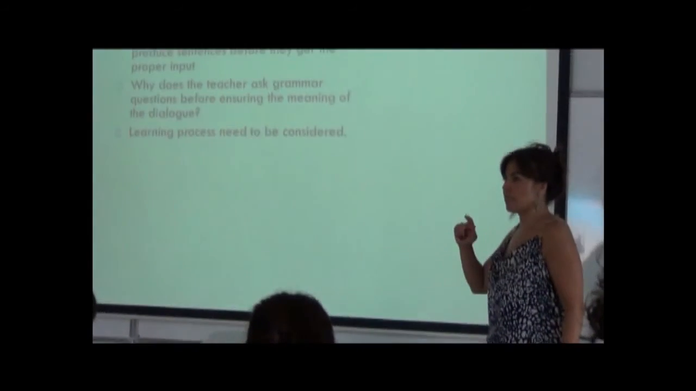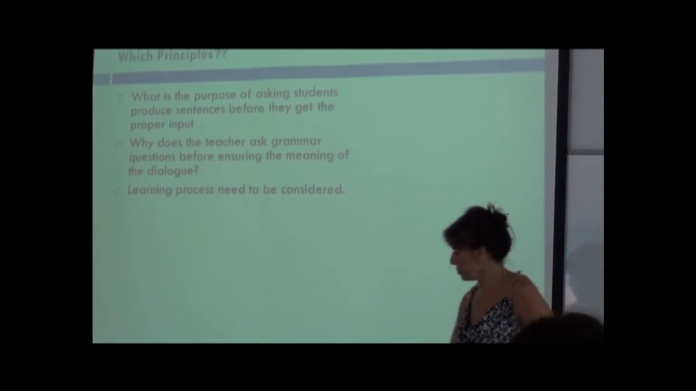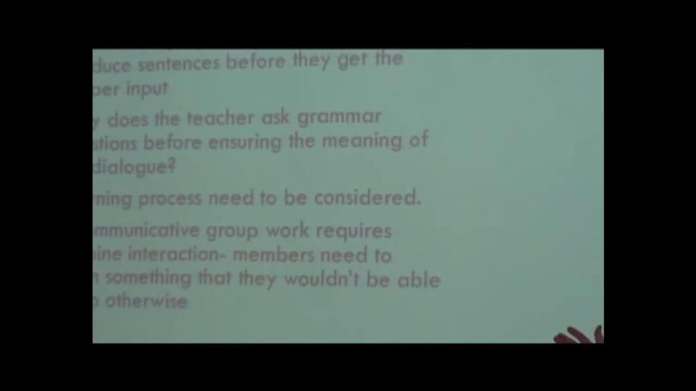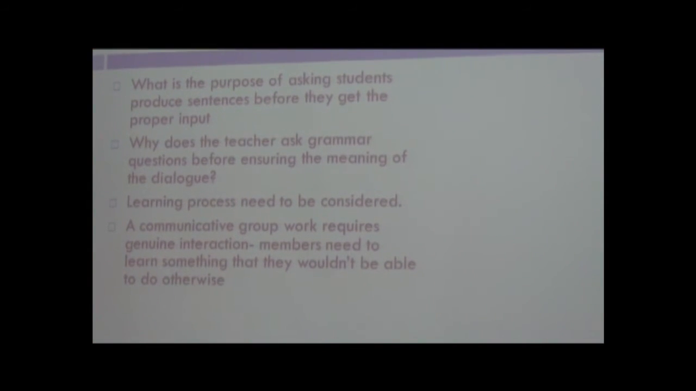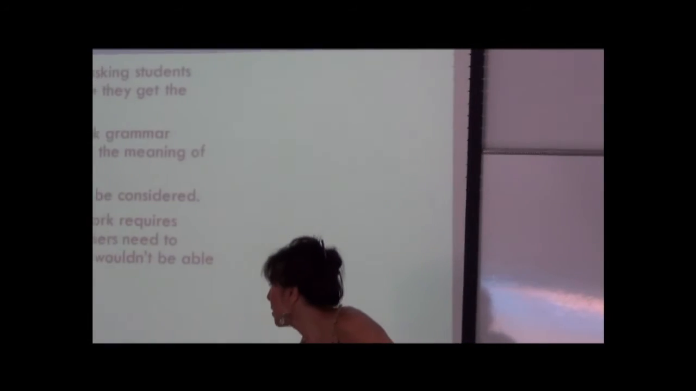Let me show you. This teacher has to think about the learning process. It's a gradual process. Communicative group work requires genuine interaction. Members need to learn something that they would not be able to do otherwise. That's what we call communicative group work. For example, information gap activities, quizzes, interviews, then it becomes communicative.